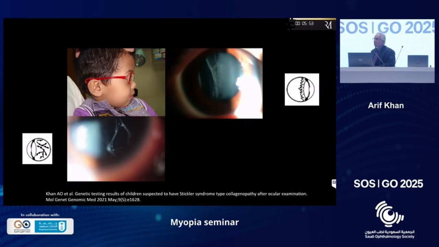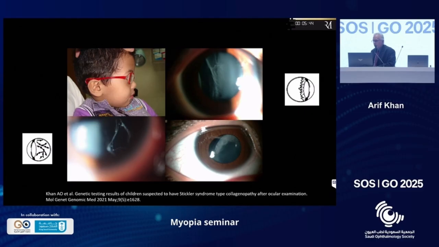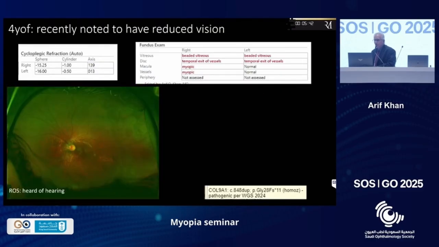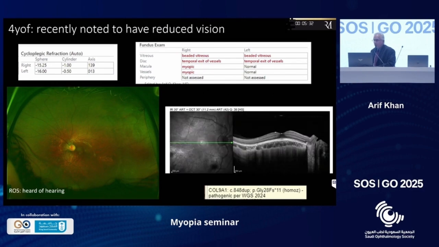This is the collagen 2A1 phenotype, the membranous vitreous. Again, you can see in the picture corresponding to the diagram. That's pathognomonic for collagen 2A1. These patients also can get lens opacity. Here's another 4-year-old. Again, the same story, referred with high myopia, hard of hearing. We see the vitreous. We suspect it's Stickler syndrome.